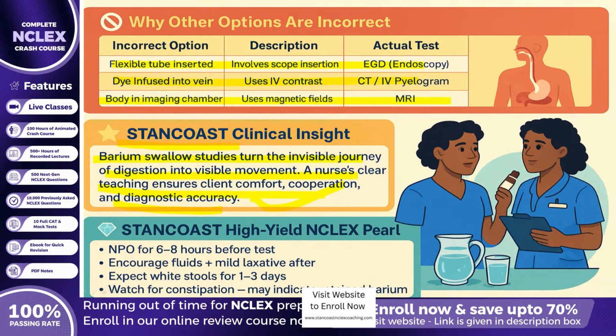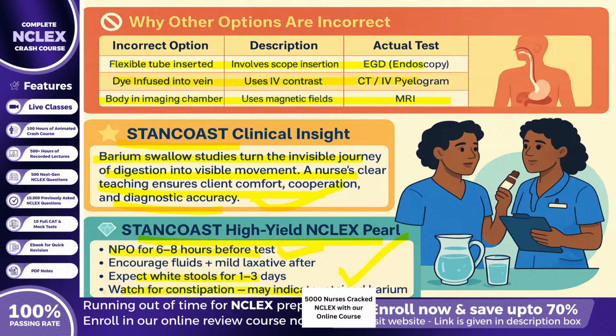Transitioning further into exam mastery, Stancoast high-yield NCLEX Pearl: always keep the client nothing by mouth for 6 to 8 hours before the procedure. Encourage increased fluid intake and the use of mild laxatives afterward to help remove barium from the intestines. Expect stools to appear temporarily white or chalky for 1 to 3 days after the test. Lastly, observe for constipation or abdominal discomfort, which may signal retained barium requiring medical attention.